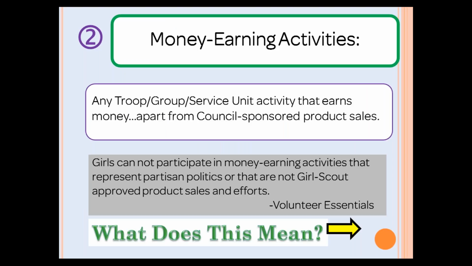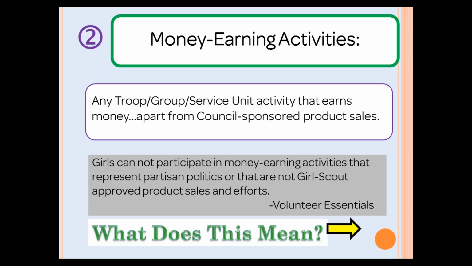Money earning activities. This is any troop group or service unit activity that earns money apart from council-sponsored product sales. This is a girl-led money earning activity. If after participating in fall product and cookie sales, your troop does not earn enough to reach their goals, you may consider a money earning activity. This is where a troop runs fundraisers to earn additional funds, such as bake sales, car washes, babysitting. There are several home-based fundraising situations that you can partake of.